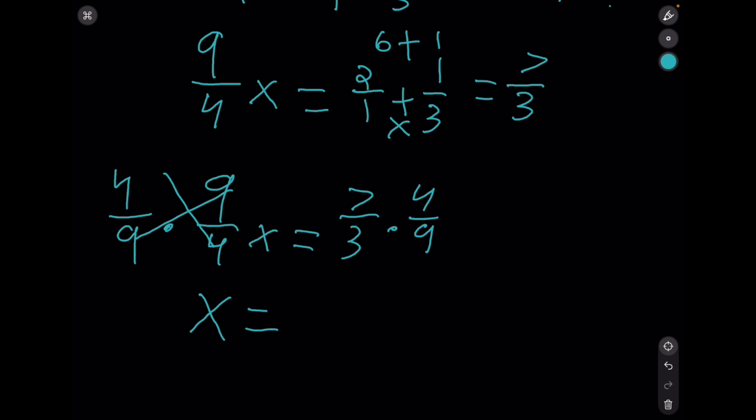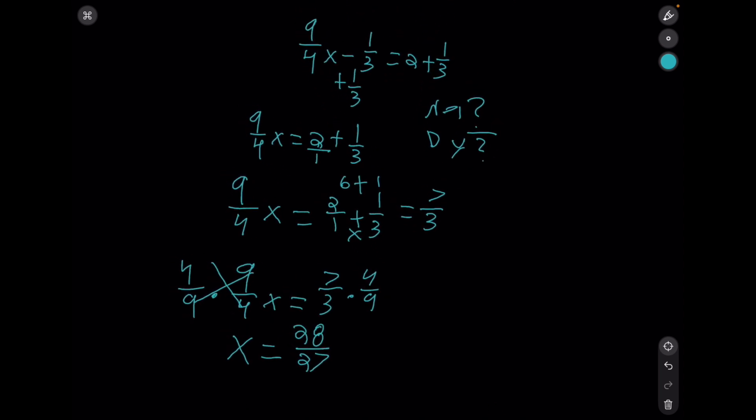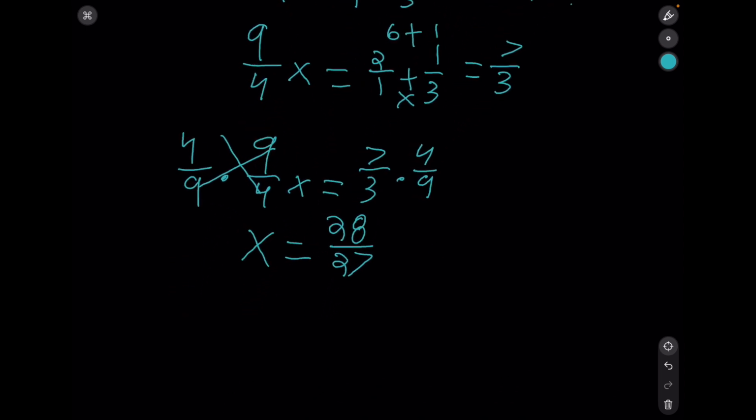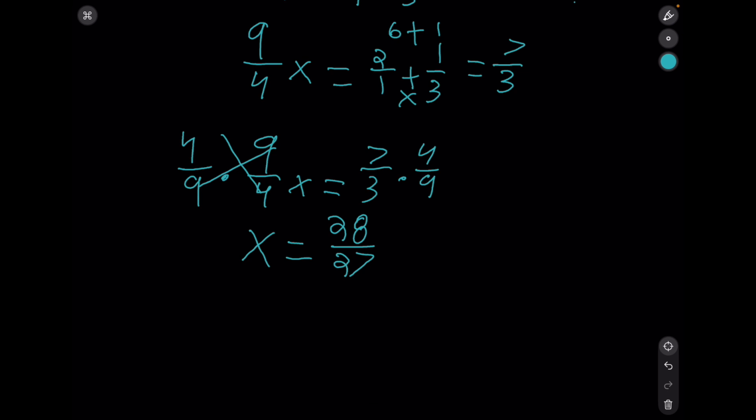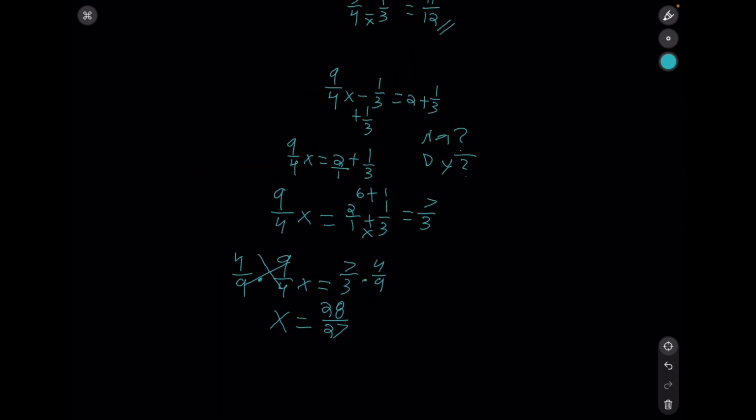And so from there, we have 7 times 4, which is 28, over 3 times 9, which is 27. And so your answer for this equation that we start out with, 9 over 4x minus 1/3 is equal to 2, is x is equal to 28 over 27. That might seem like a complicated answer, but if you do want to put it back into the equation and see, you will get 2.